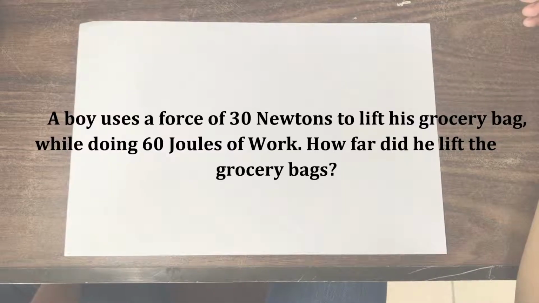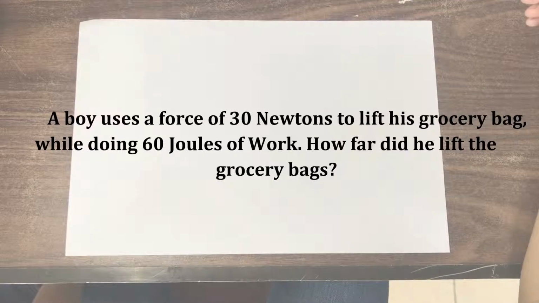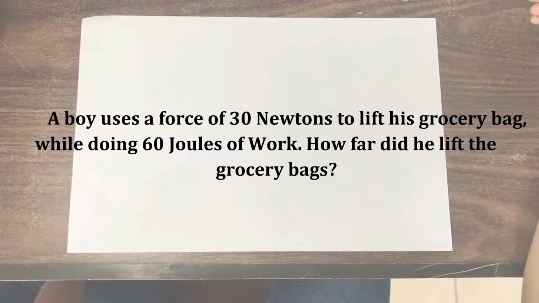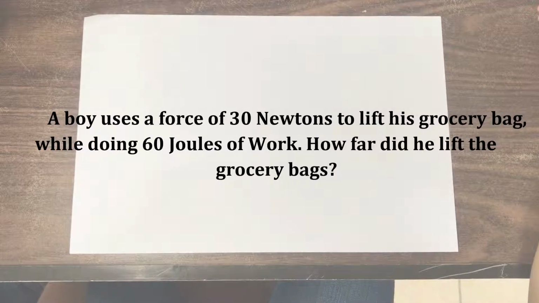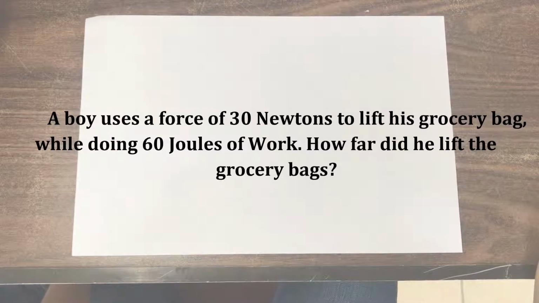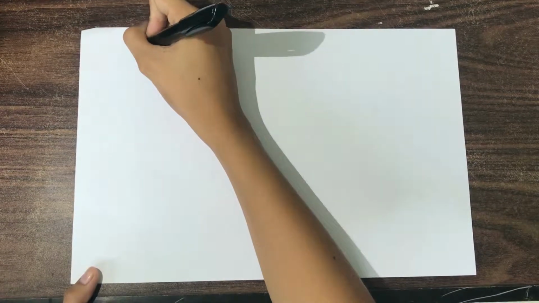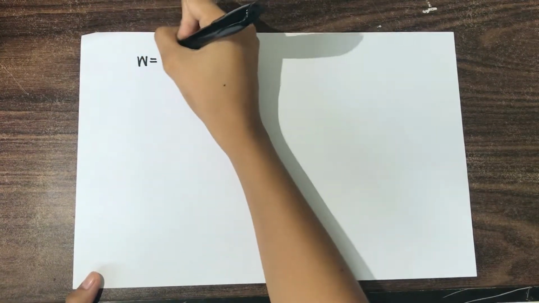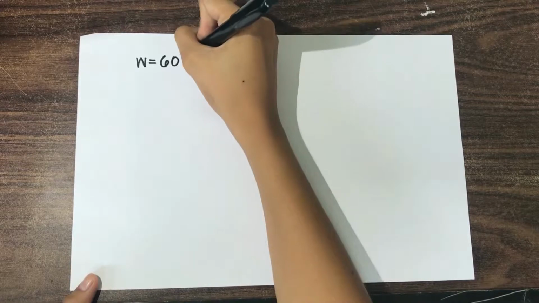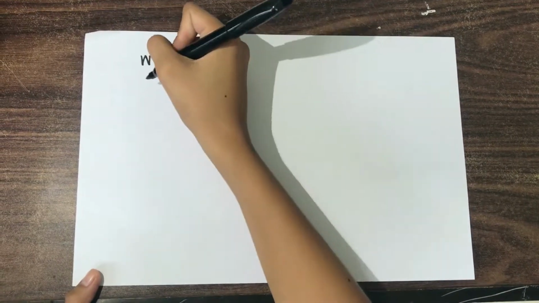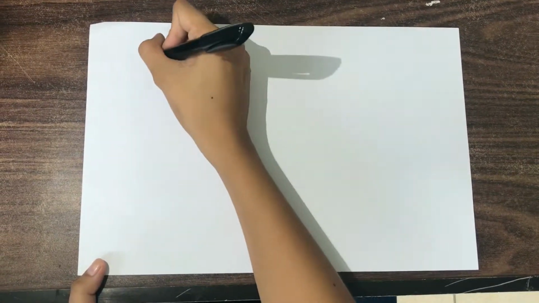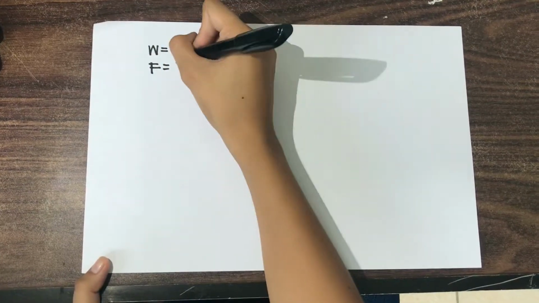A boy uses a force of 30 newtons to lift his grocery bag while doing 60 joules of work. How far did he lift the grocery bag? Given the parameters: work equals 60 joules and force equals 30 newtons.